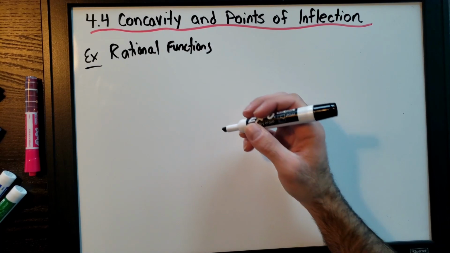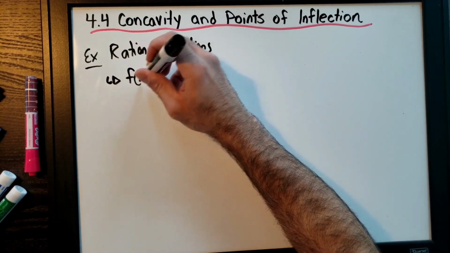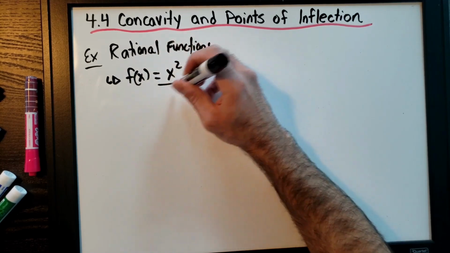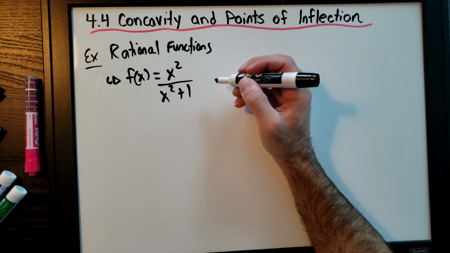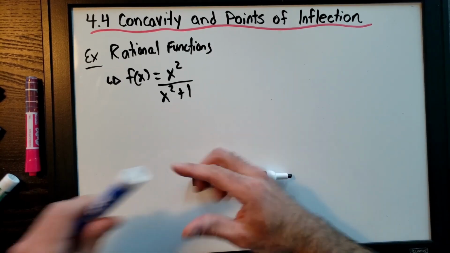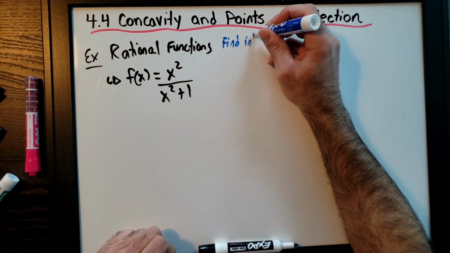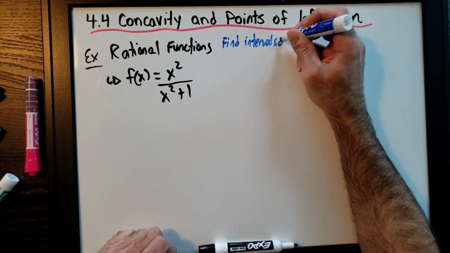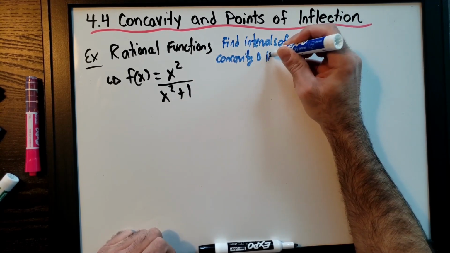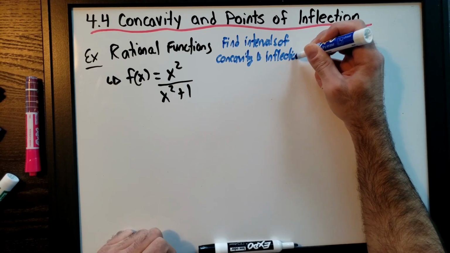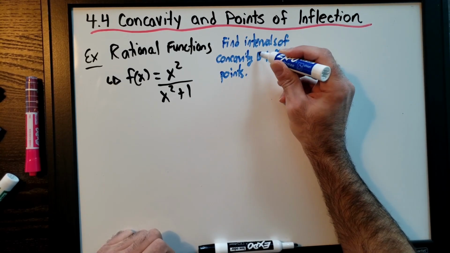Okay, so we're going to find concavity for rational functions, and we're going to use f of x is x squared over x squared plus 1. So we want to find the intervals of concavity and the inflection points. So I'm going to write that down. Find intervals of concavity and inflection points. Yes, that's an and.